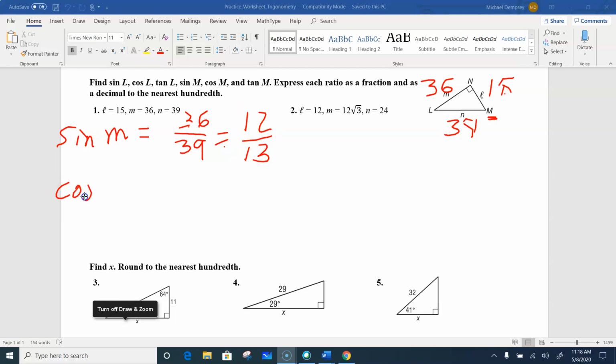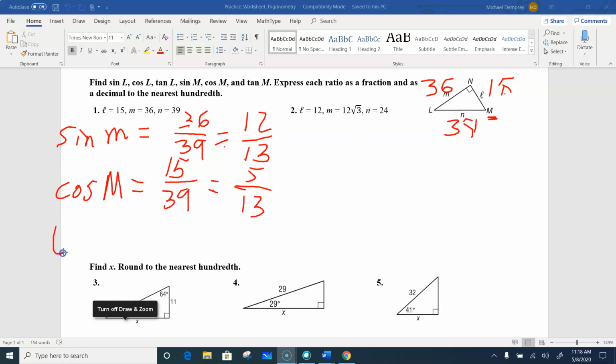Now we want cosine of M. So again, 39 lives in the denominator. That's the hypotenuse. It's the adjacent over hypotenuse. So at M, now 15 is adjacent to it. So I have 15 over 39. Divide both of those by 3, and we have 5/13. Same numbers we got for L, we just switch them.